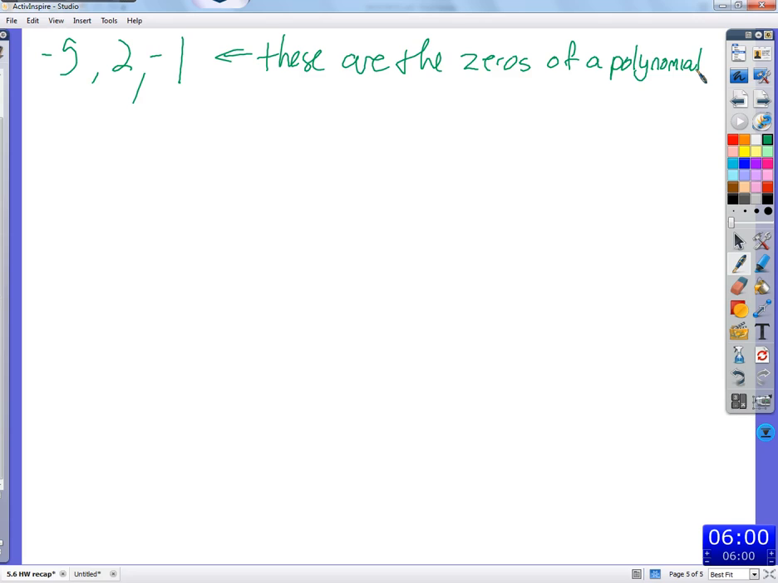Think about it. Think about the process you just went through to find zeros. Try and reverse that process.